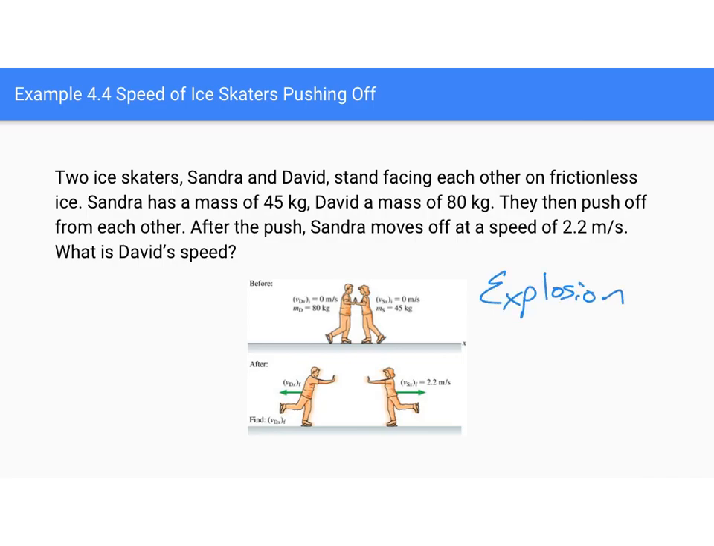And my question for you is, in the before picture, David's at rest, Sandra's at rest. How much momentum do they have? And the answer is 0. They start with no momentum. So afterwards, that means that they also have to have no momentum. And that doesn't make sense because we know that Sandra is moving to the right at 2.2 meters per second. But David, and we'll talk about this in class, is moving to the left, which means he's moving in the negative direction. And those two momentums are going to cancel out.